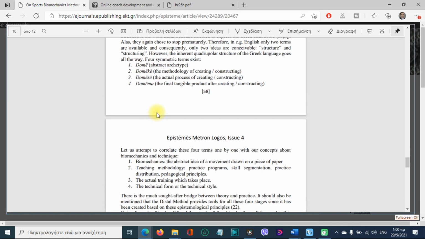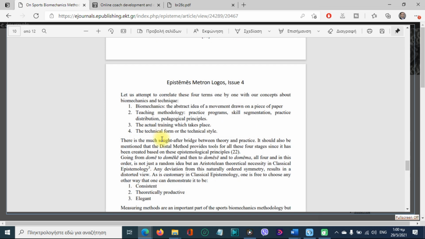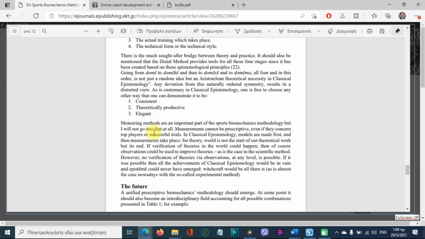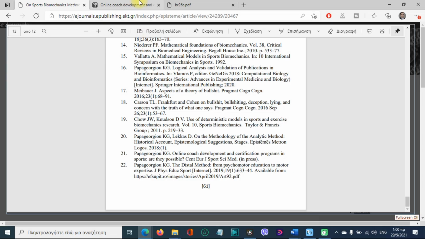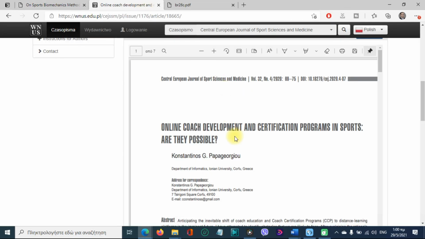So please do read this again about the δομή, δομική δόμηση, and δόμημα. Okay, and I explained what I've presented earlier. Please go and read this paper. Okay. And then this is for coaches that want to do online coach development.